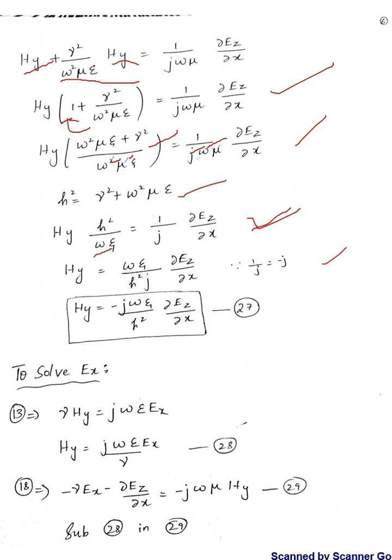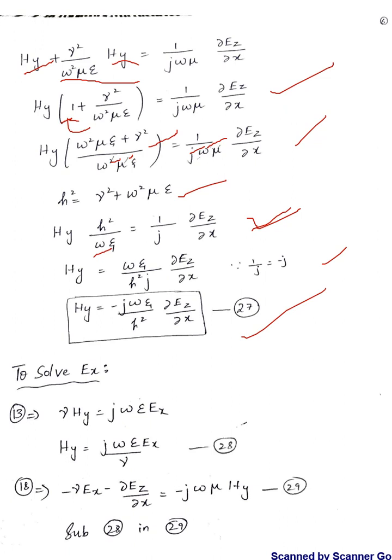If I replace it in this equation, I'll get the 27th equation as Hy is equal to minus j omega epsilon by h square into dou Ez by dou x. I hope this is how we have to solve Hy. So we have solved Hx and Hy. I hope you understood. The next thing we have to solve is Ex.